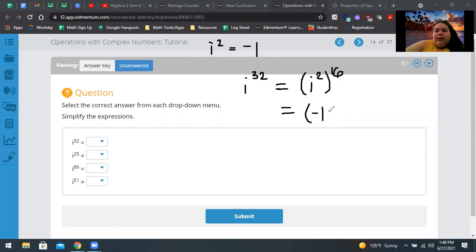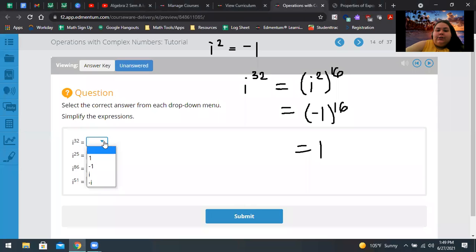So this is going to be -1 to the 2 raised to the 16th power. So now, 1 to any power is still going to be 1. The idea though is this negative. So the rule for the negatives is that if you have a negative raised to an even power, it will always be positive. If you have a negative that is raised to an odd power, it still remains negative. 16 is even, so we have just a positive 1 here. So i to the 32 is equivalent to not -1, positive 1.